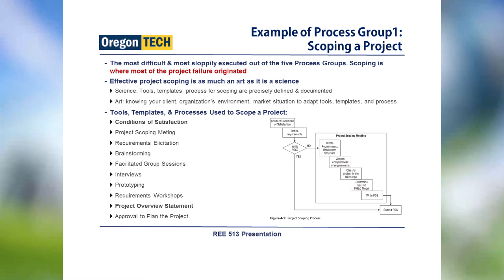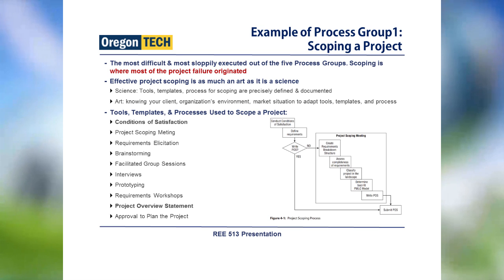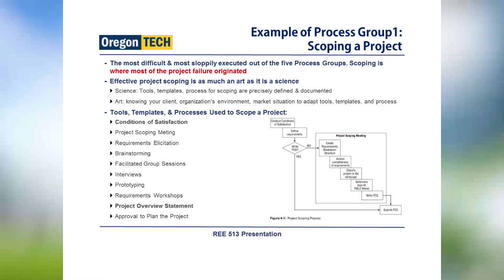The primary purpose of my presentation is to compare traditional, agile, and extreme project management. So I'm not going to talk about every process group and knowledge area in the PMBOK. Instead, I will give an example of process group 1, that is scoping a project. This is the most difficult and most sloppily executed of the 5 process groups. Scoping is where most of the project failures originate.